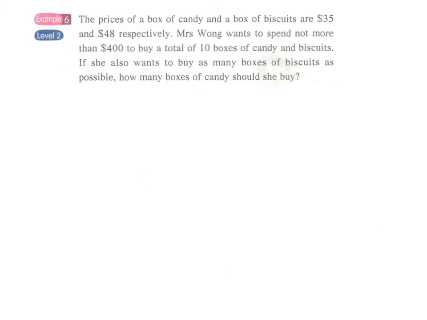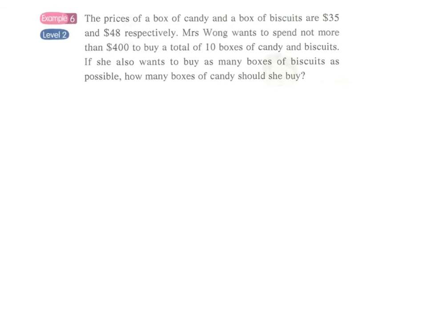And finally, example 6. This problem is a little bit strange. The price of a box of candy and a box of biscuits are $35 and $40 respectively. And Mrs. Swan wants to spend not more than $400 to buy a total of 10 boxes of candy and biscuits. And she also wants to buy as many boxes of biscuits as possible. But the question asks us how many boxes of candy should she buy?